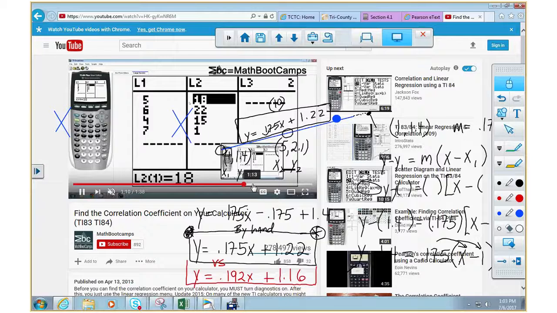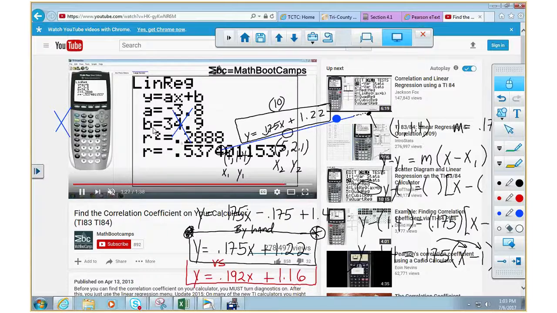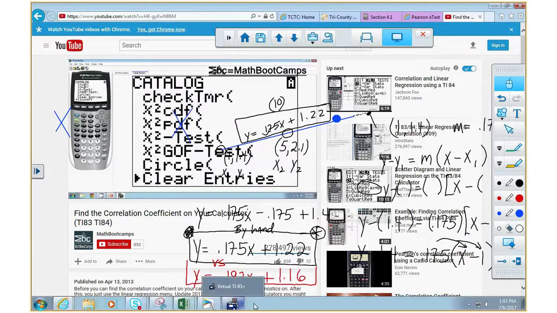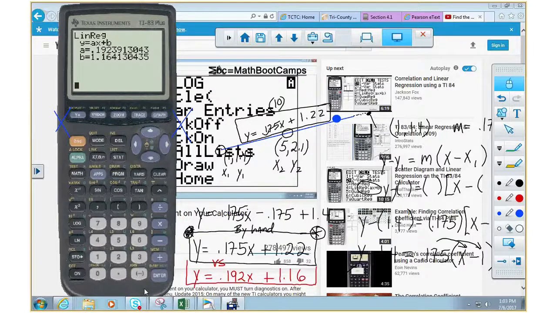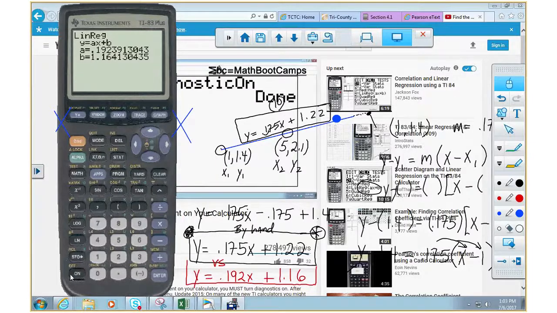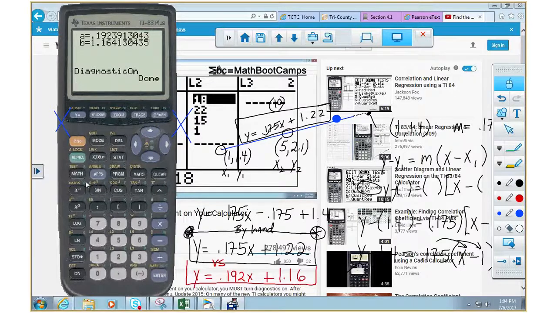Remember where I told you it gives more information? There it is. See how it gives you more information? Diagnostic on. You need to turn that on. So go to your catalog. There's a button on there called catalog. Let's find it. Because again, that's top secret information. Let's see, catalog. It's right over the 0. They should put it on YouTube. Yeah, they should. Diagnostic on. There it is. Hit enter. Diagnostic on. Good. Now go back and type. Go to stat. Calculate. First variable statistic.